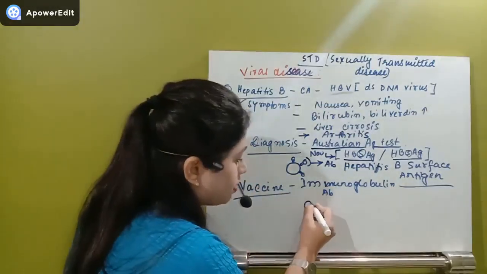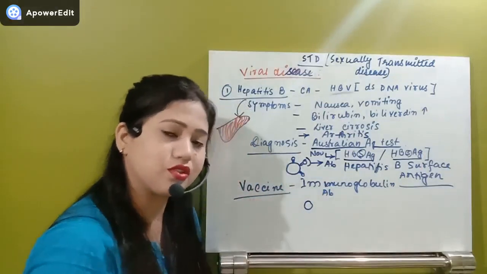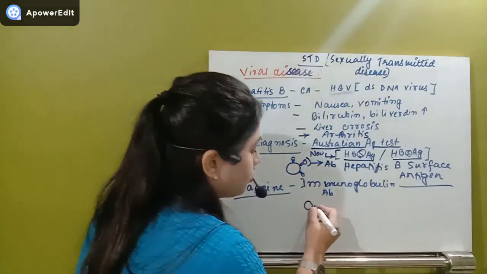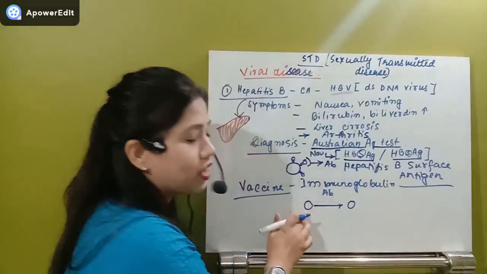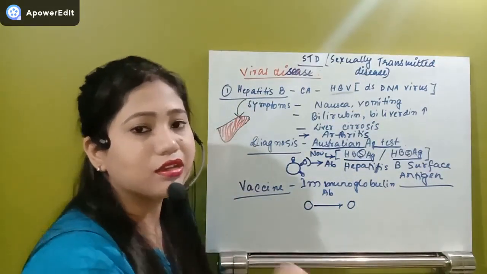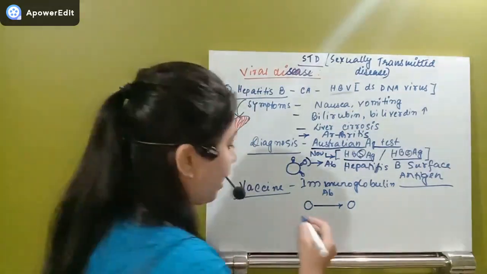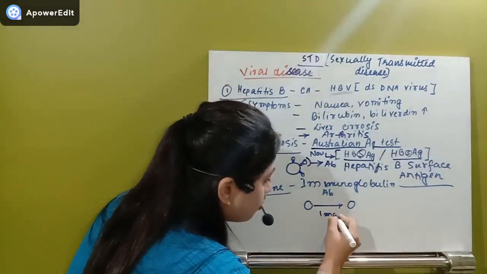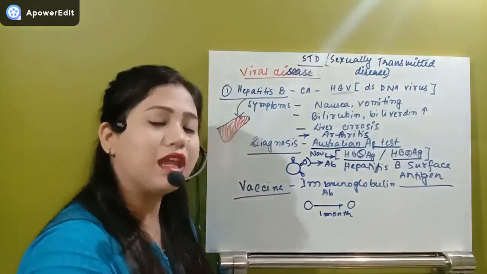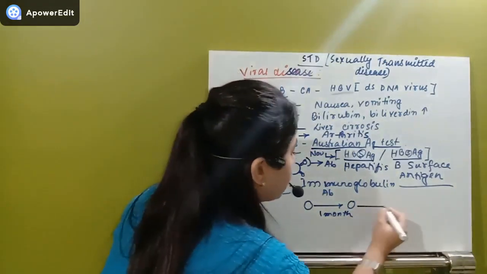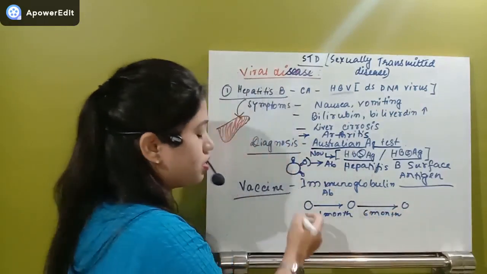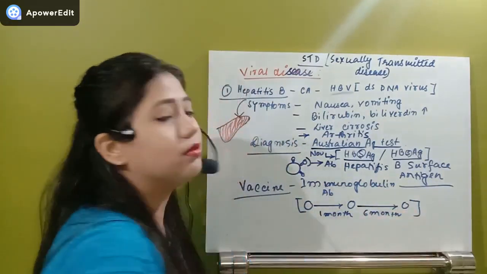The first dose will be, suppose, on the zeroth day, that means on the first day whenever he takes that immunoglobulin. After 1 month of the initial injection of that vaccination, he will get another dose. That means after 1 month, that individual has to take the next vaccine. And after that, the third dose will be taken after 6 months. So this way, three vaccines will be given.